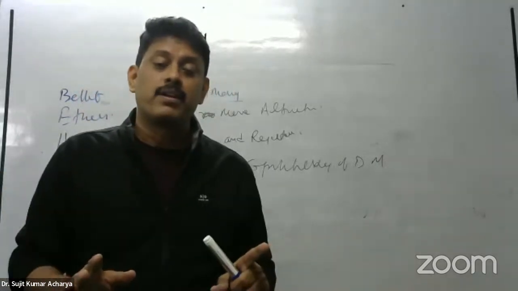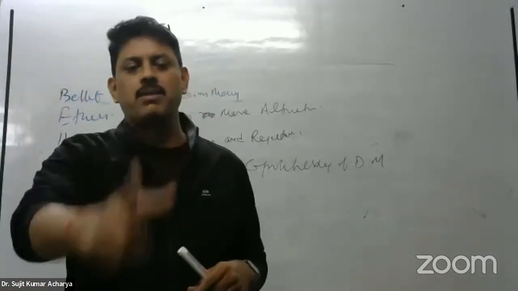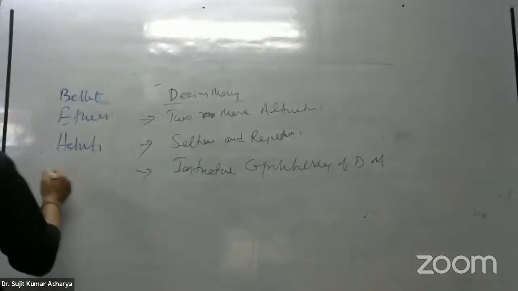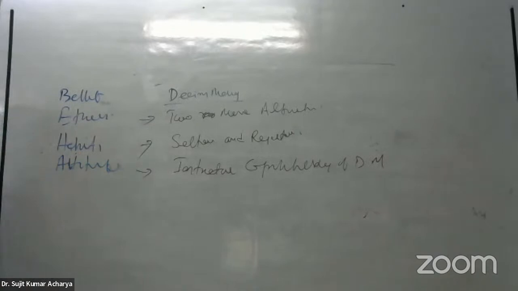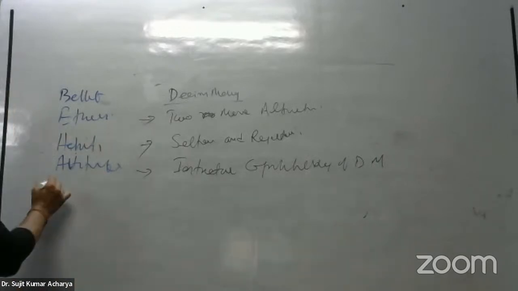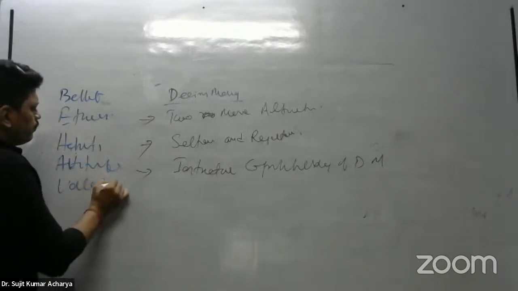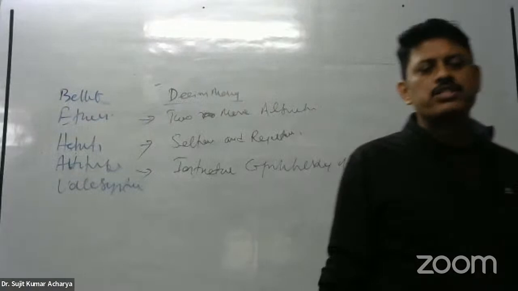Late comer or late starter. This is what their habit is. That will certainly influence the behavior. Next is your attitude. Attitude we have already defined. Now, what are the parameters which influence the individual's behavior? One is belief, ethics, habit, attitude. Next is your value system. The value system of the individual will also influence the behavior.